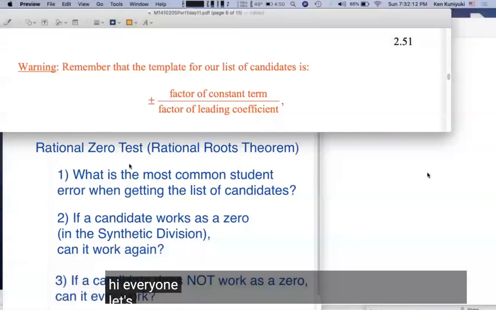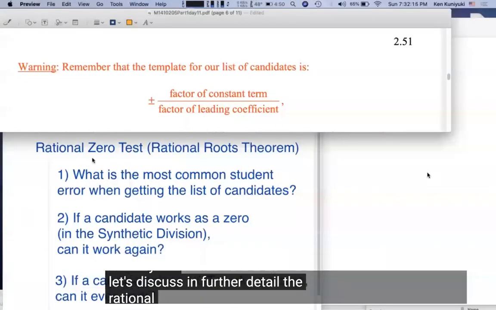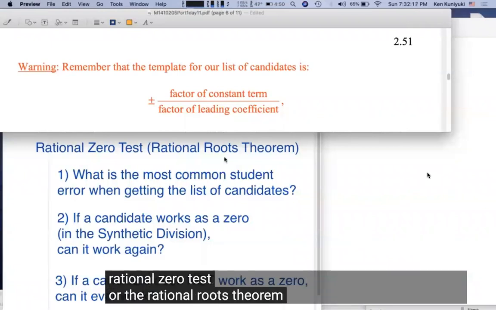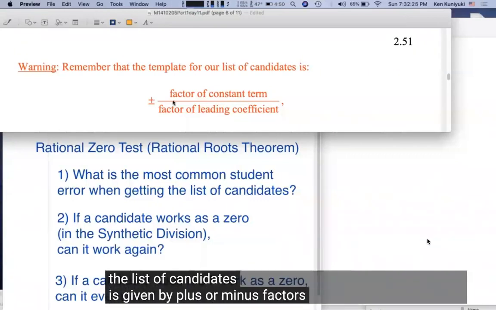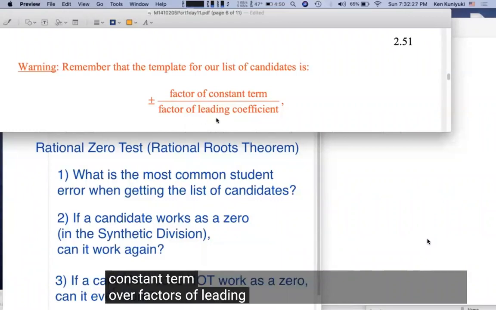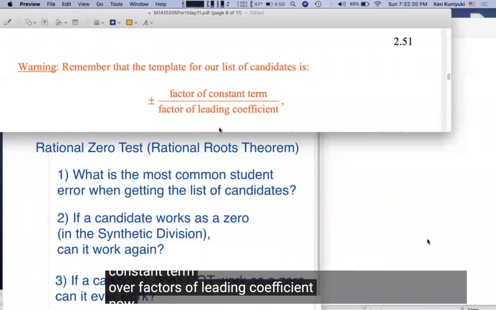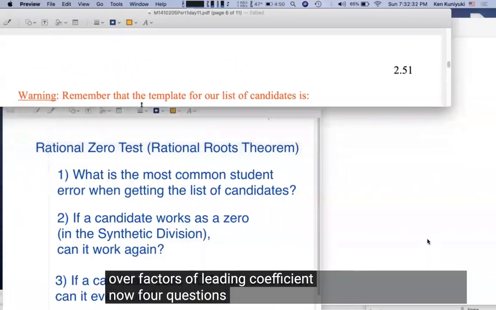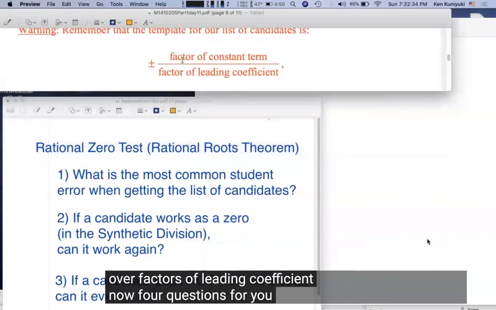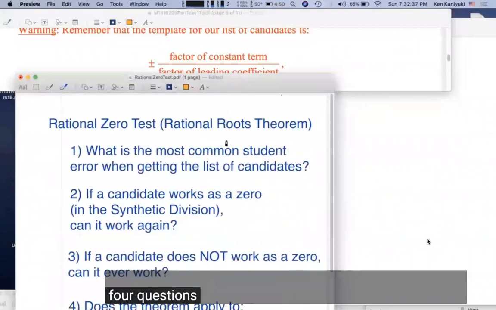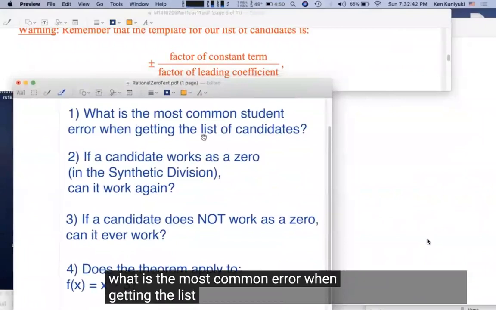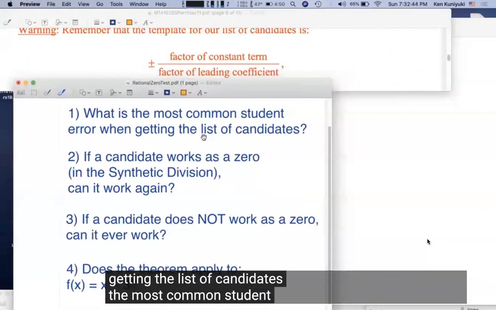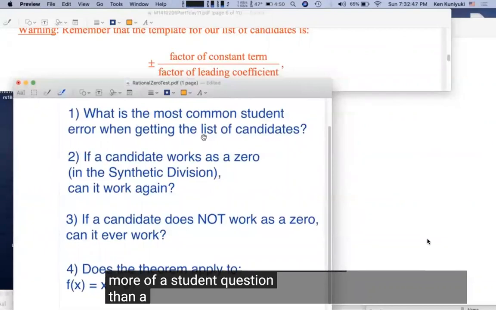Hi, everyone. Let's discuss in further detail the rational zero test or the rational roots theorem. Remember that the template for the list of possible rational zeros, the list of candidates, is given by plus or minus factors of the constant term over factors of the leading coefficient. Now, 4 questions for you. First of all, what is the most common error when getting the list of candidates? The most common student error. This is more of a student question than a math question.